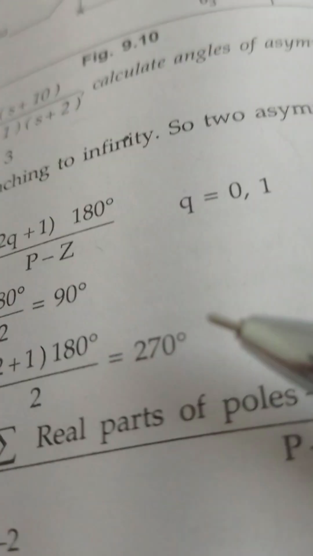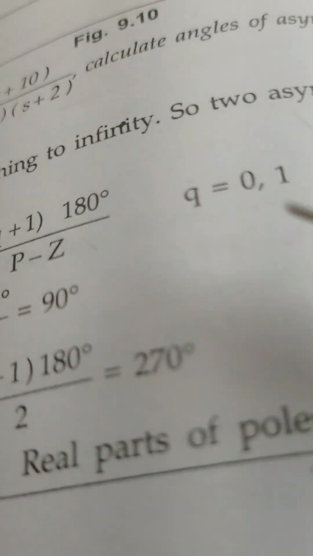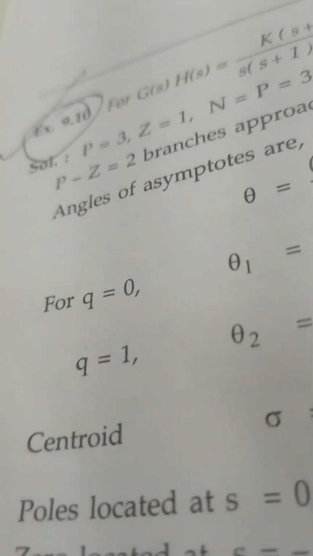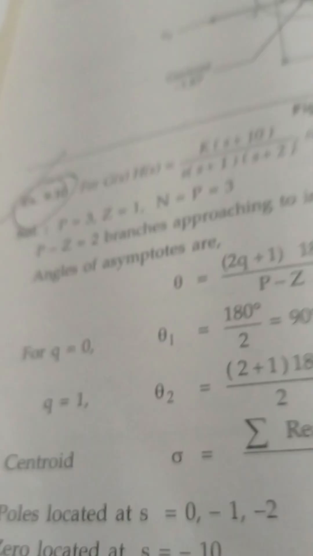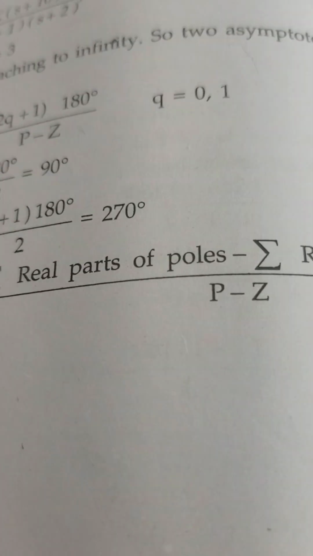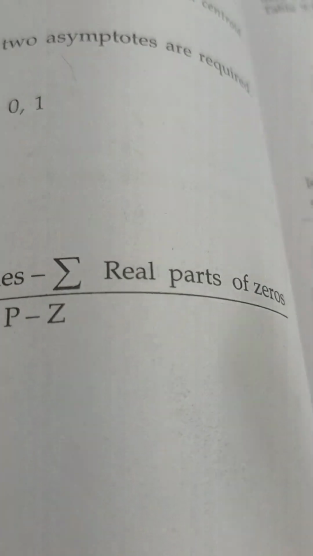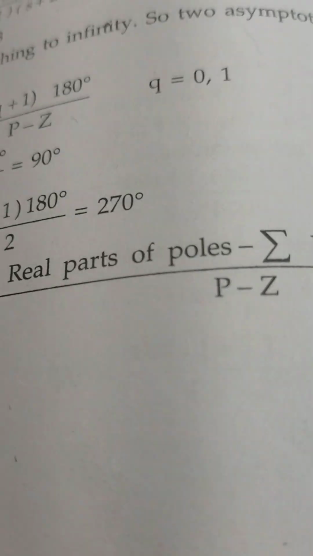There are two asymptotes at the values of q equal to 0 and 1. Now we'll find out the centroid. How can we find the centroid? The equation of the centroid is sigma equal to the summation of real parts of poles minus the summation of real parts of zeros, divided by p minus z.